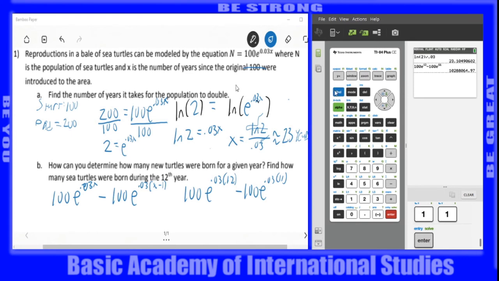Sorry, I made one error. Let me just correct that error. The error I made, and as I said, making an error is always a fine thing. Everyone does it, including your teacher. Is simple. The original problem, as written here, says 0.03x. I forgot the 0.03. That was the only issue. So 0.03 times 12. And over here, it'd be 0.03 times 11. Then when I press enter, there we go. 4 turtles is the correct answer, or about 4 turtles.